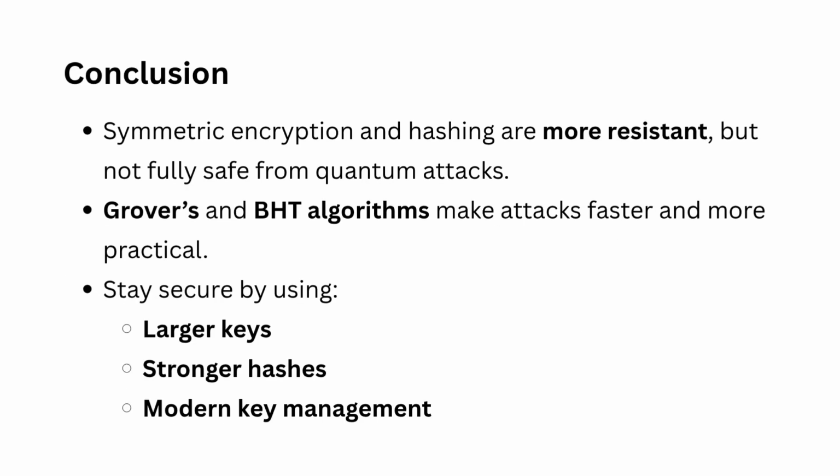In conclusion, while symmetric encryption and hashing are more resistant to quantum attacks than asymmetric systems, they are not completely safe. Quantum algorithms like Grover's and BHT make brute force and collision attacks faster and more practical. But by using larger keys, stronger hashes, and modern key management, we can keep our systems secure. Quantum computing is changing the rules, but with smart adaptation, symmetric cryptography will continue to protect our data in the quantum era.